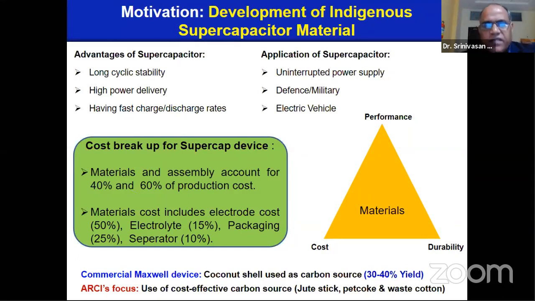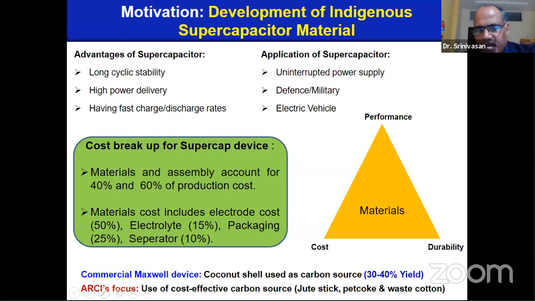So what is the motivation? What can we work on in the supercapacitor? Like lithium-ion battery materials, here also nearly 40% of the total supercapacitor cost is for the material. So we focused on material synthesis from various bio waste. When you want to commercialize any material, you have to consider these three aspects: performance, cost, and durability.